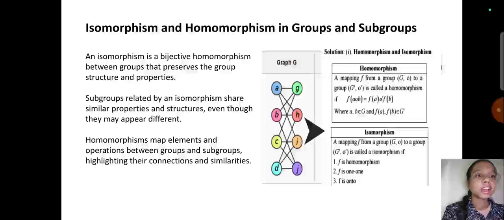And then second, isomorphism. A mapping f from a group (G, ∘) to a group (G', ∘') is called an isomorphism if there are three things in isomorphism. First one, f is a homomorphism, second, f is one-one, and at last third one, f is onto. And this is about the groups and subgroups of isomorphism and homomorphism.